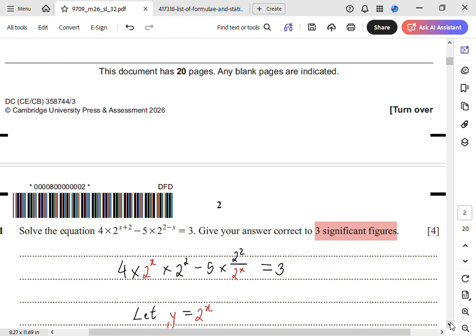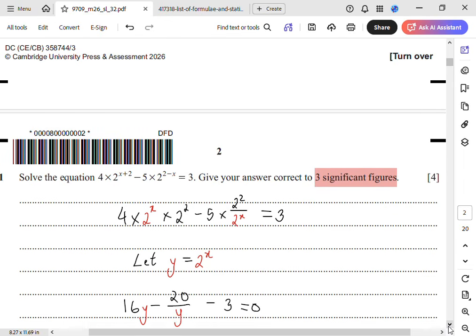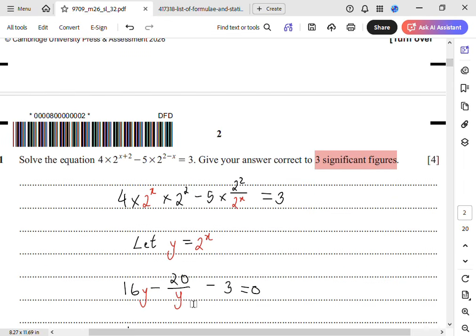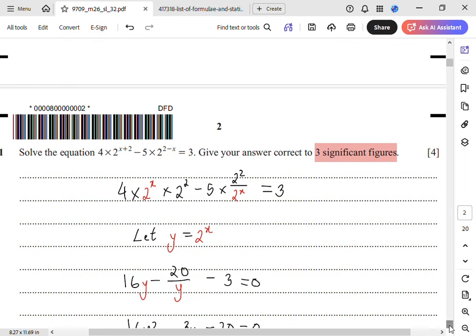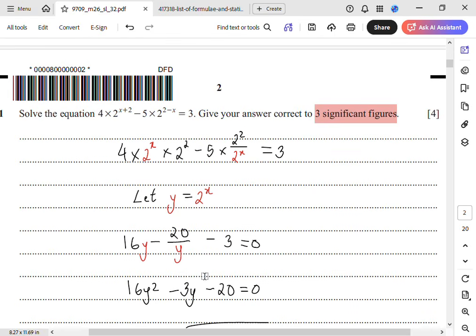So then this becomes 4 times y times 4, which is 16y, and this becomes minus 5 times 4 by y equals 3. If I bring everything to one side, I get 16y minus 20 by y minus 3 equals 0. I'm going to multiply the entire thing by y so that I can eliminate the fraction. Then the equation turns into a quadratic equation, 16y squared minus 3y minus 20. Interestingly, you cannot use basic factorization here, so I'm going to use the quadratic formula.